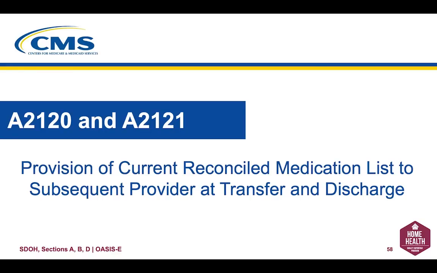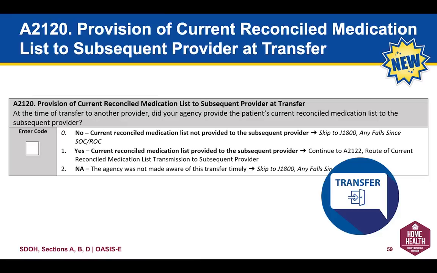Let's first review data elements A2120 and A2121, which relate to the provision of a current reconciled medication list to the subsequent provider at transfer and discharge. This is the snapshot of A2120 as seen on page 2 of the OASIS-E transfer instrument. A2120 is completed as close to the time of transfer as possible and asks at the time of transfer to another provider if the agency provided the patient's current reconciled medication list to that subsequent provider.